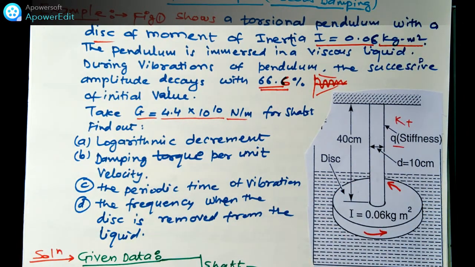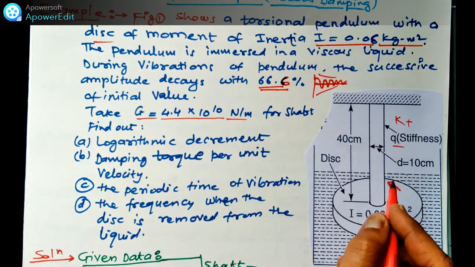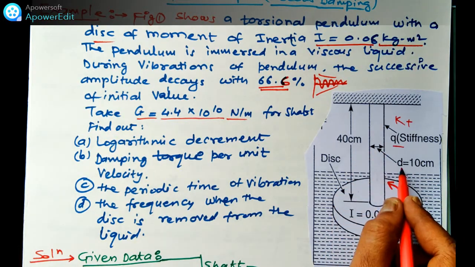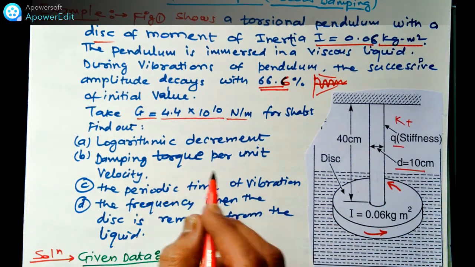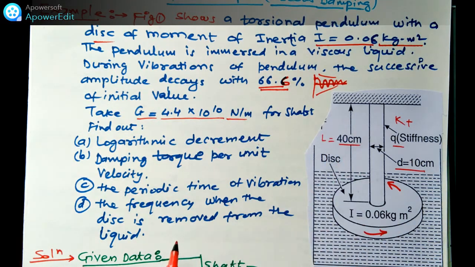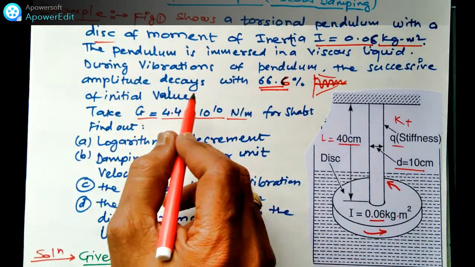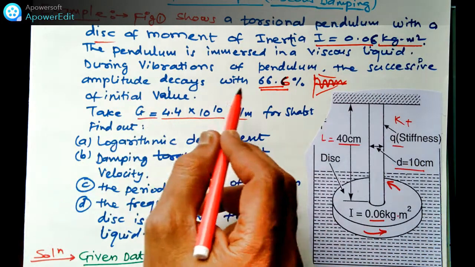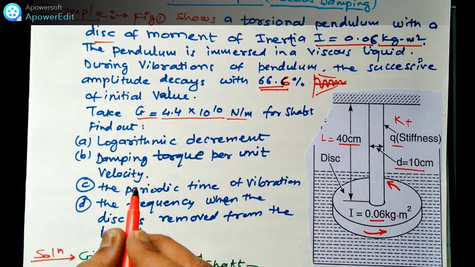This stiffness is not given to you, but the diameter is given. Diameter of the shaft, small d, is 10 centimeter, and the length is given as 40 centimeter. I, the mass moment of inertia for this disc, is 0.06 kg meter square. The successive amplitude decay is also given to you. So what do we have to find out?